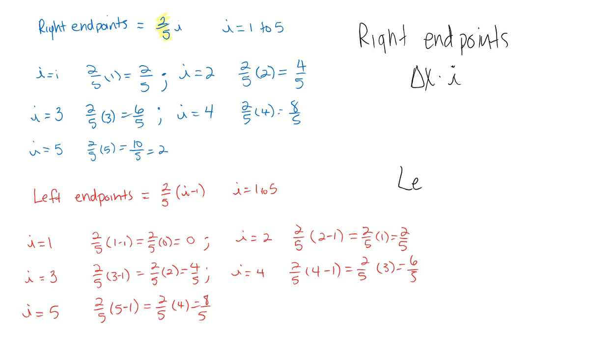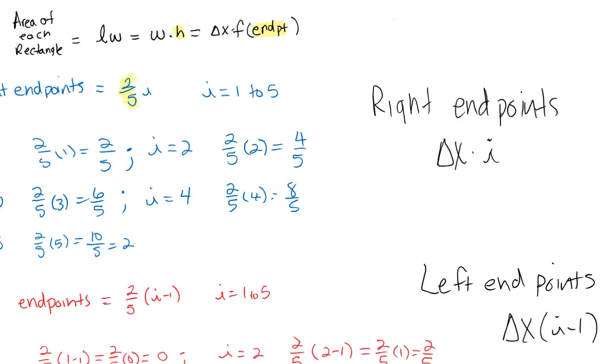The left endpoints can be found with the sequence delta x times i minus 1. So now if we go back to finding the area of each rectangle, we have a much more detailed formula. We had delta x times f at an endpoint. That's the y value at a particular endpoint. So it's going to be delta x times f of, now this part depends on whether you're looking for right endpoints or left endpoints. Let's assume we're doing right endpoints for this example, and we would put delta x i.